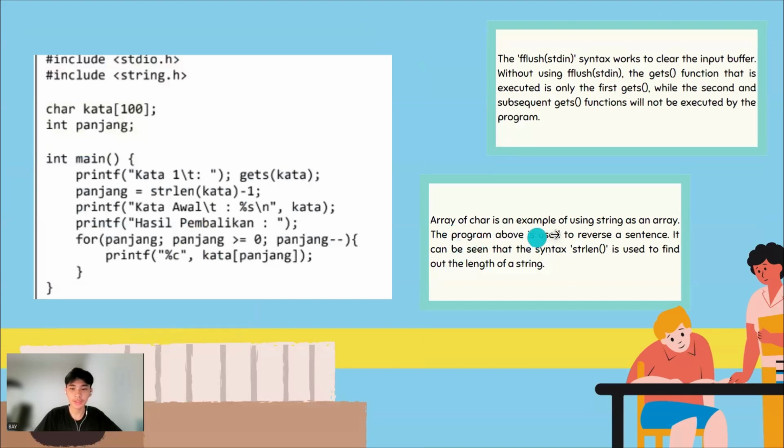Next is array of char, which is an example of using a string as an array. The program above is used to reverse a sentence. It can be seen that the syntax strlen is used to find out the length of the string. So this is the program that will reverse the word that you input. Let's say we input the word exo. The program will reverse the word to be oxe, like that.